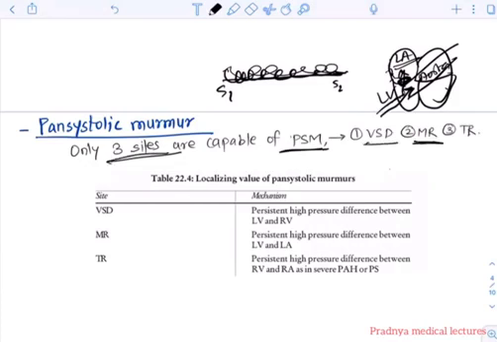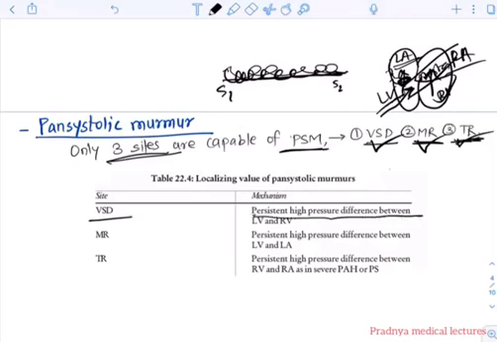So only 3 sites are capable. One is ventricular septal defect, then MR, as I told you here. The same can happen on the other side from RV to RA, so the other one is TR. So never be confused. There can only be 3 causes of pansystolic murmur: ventricular septal defect, mitral regurgitation, tricuspid regurgitation.